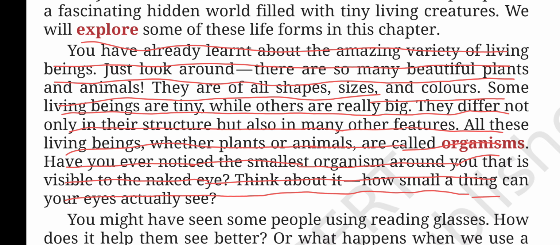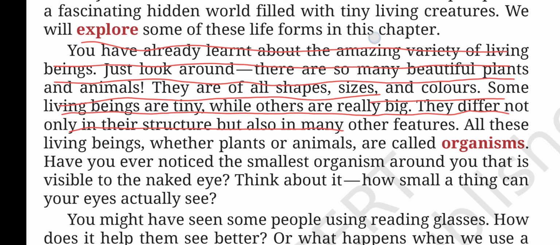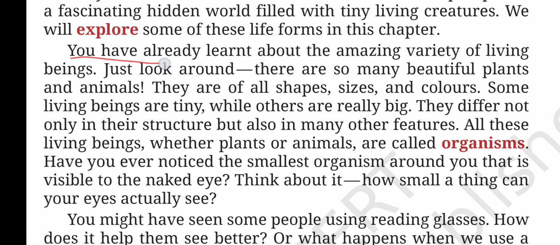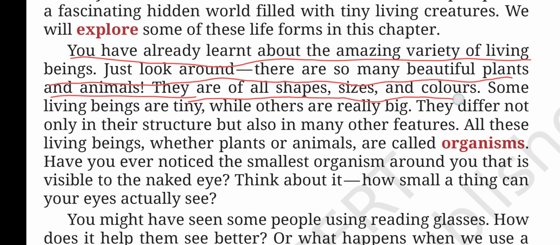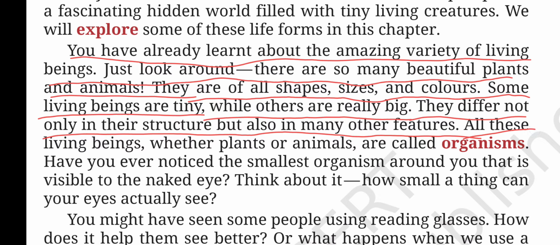You have already learned about the amazing variety of living beings. Just look around, there are so many beautiful plants and animals. They are of all shapes, sizes, and colors. Some living beings are tiny, while others are really big. They differ not only in their structure but also in many other features. All these living beings, whether plants or animals, are called organisms.